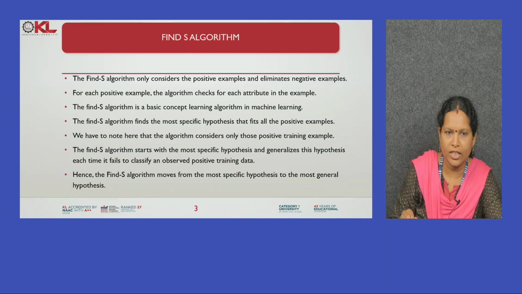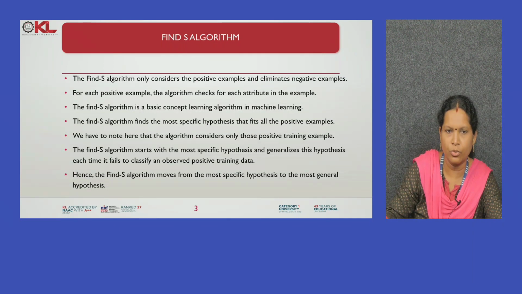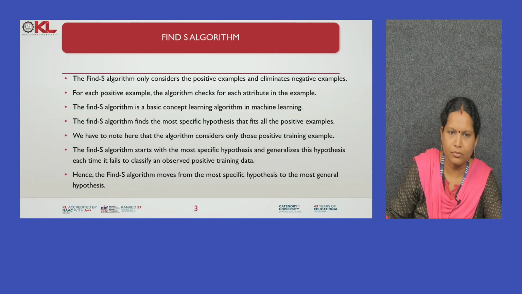Find S algorithm finds the most specific hypothesis that fits all the positive examples. That's why this algorithm is called Find S algorithm, which means specific hypothesis. Here we are going to find the most specific hypothesis. It considers only the positive examples and neglects the negative examples. We have to note here that the algorithm considers only those positive training examples, as I said earlier.